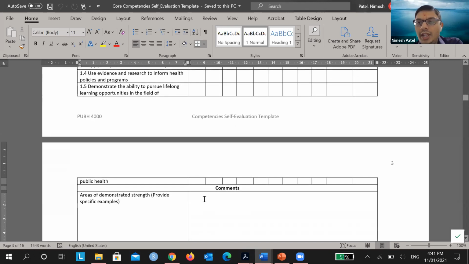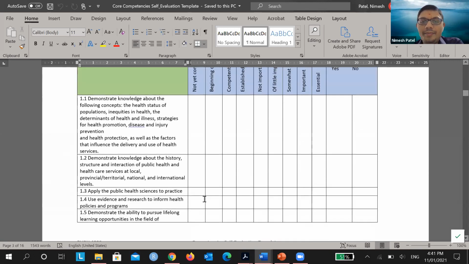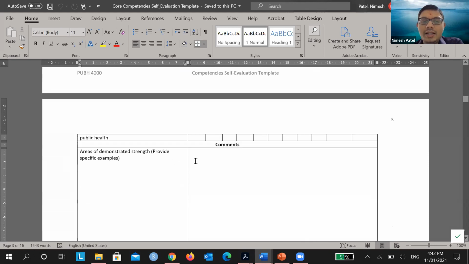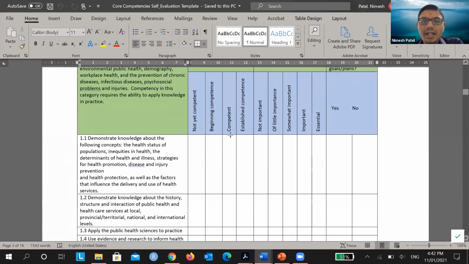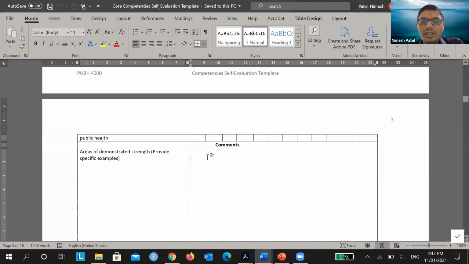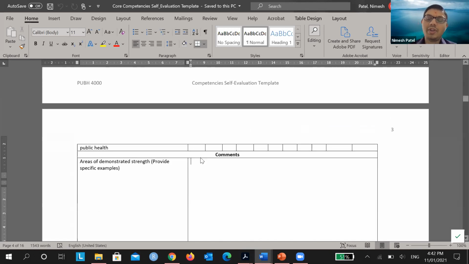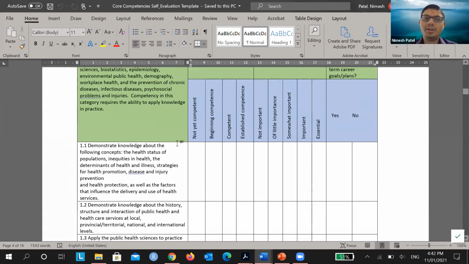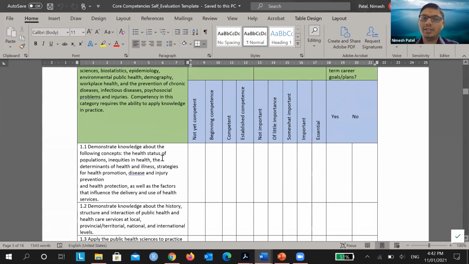How many examples do we need? Is there a magic number? No. What I want you to do is, for instance, if you have said competent or established competent, either of those two, you should reflect on what you have demonstrated in the past four years that provides you some evidence that you have incorporated or achieved that competency.